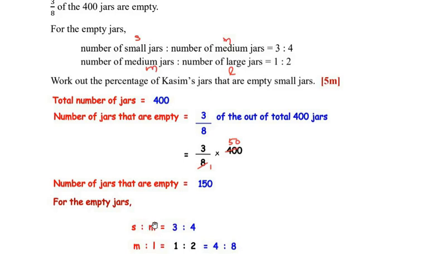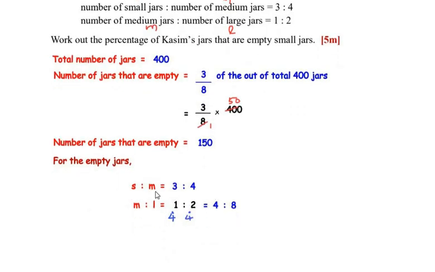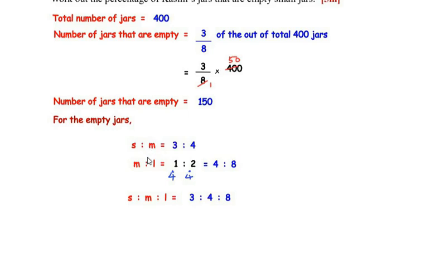Now here we can see that the medium jars is common in both the ratios, but here the value is given as 4 and here the value is given as 1. So to get the same values for these two ratios, we multiply this 1 by 4, and the same thing needs to be done with 2 as well. So we multiply 2 also by 4. So this ratio changes as 1 times 4 is 4, and 2 times 4 is 8. So now we can write a common ratio, S is to M is to L: for the small jars it is 3, for the medium jars it is 4, and for large jars it is 8. So S is to M is to L now becomes 3:4:8.